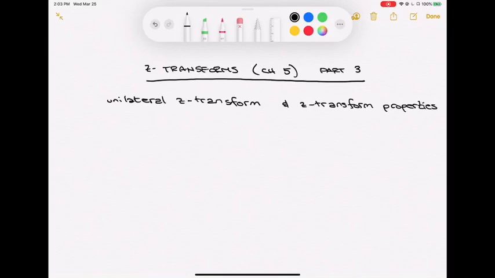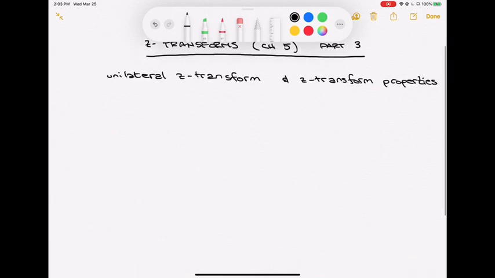Okay, this will be our third lecture on Z-transforms, all part of Chapter 5. Today we're going to make a brief introduction, our discussion of the unilateral Z-transform, and we'll spend most of our time talking about Z-transform properties. Those properties are mostly the same between unilateral and bilateral transforms, but there are some slight differences, so we do need to know the basics of a unilateral Z-transform.